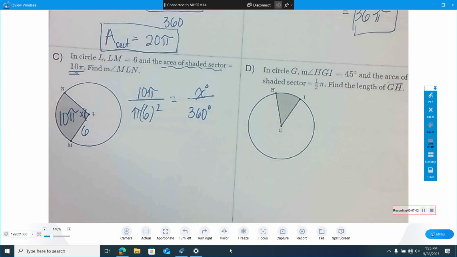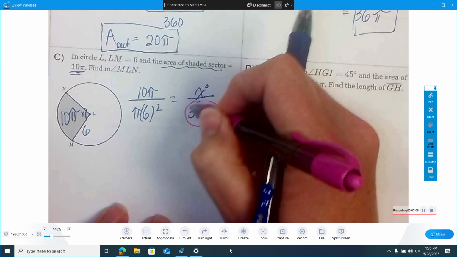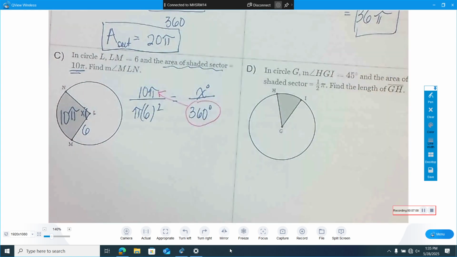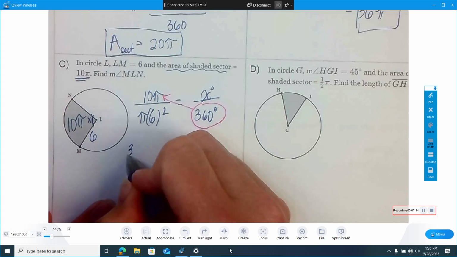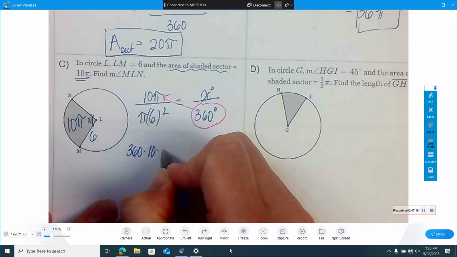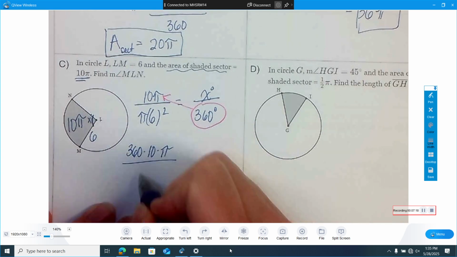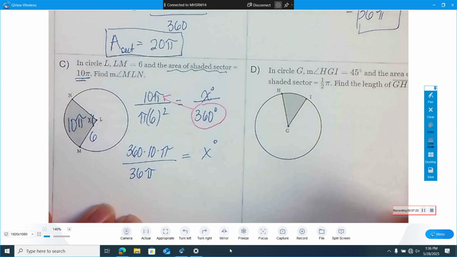What do we need to get rid of? The 360. So yes, we're going to multiply that 360 to the numerator over there. So let's see. I'm going to do 360 times 10 times pi on top. And on the bottom, I'm going to go ahead and do 36 pi. Did I do anything special there?